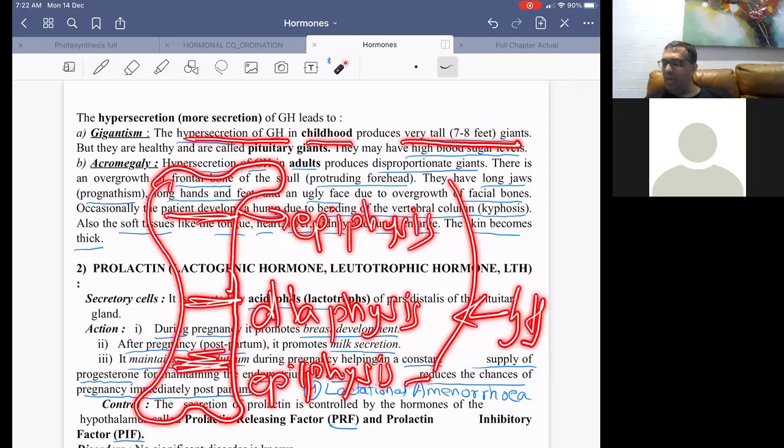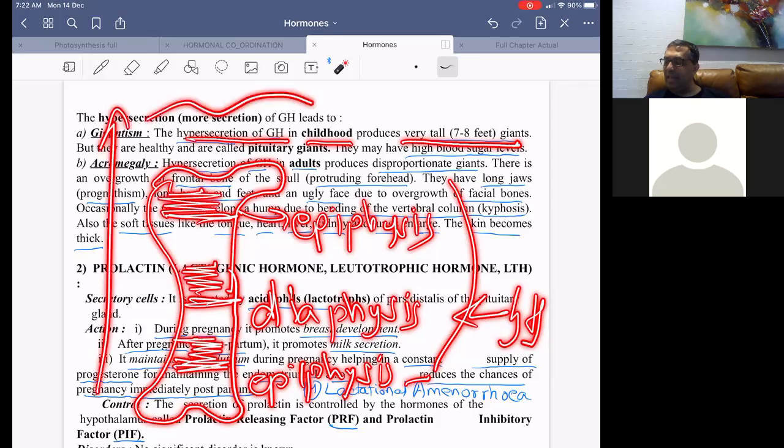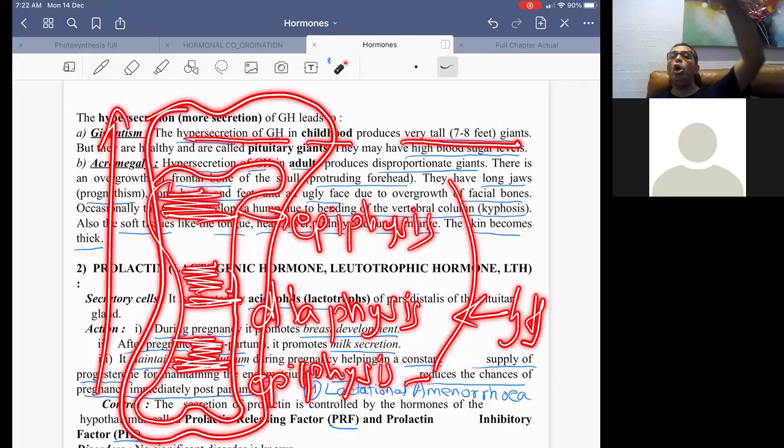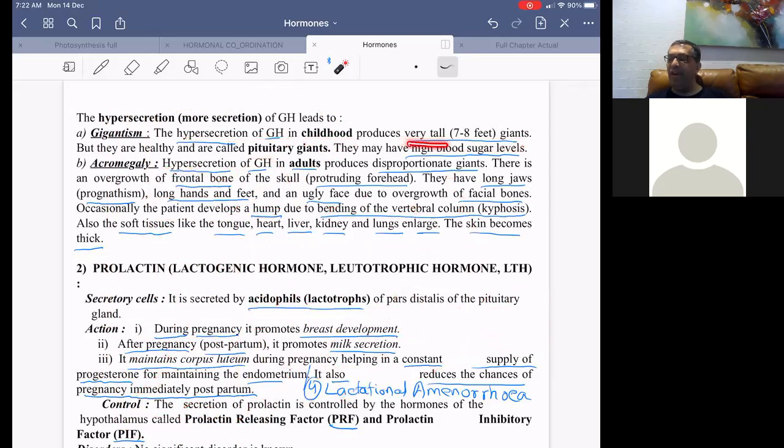So the epiphysis will tremendously elongate, the diaphysis will tremendously elongate, and the bones will show a tremendous increase in their length. If this happens to all your long bones, you will become very, very tall, 7 to 8 feet tall giants. That is a condition called pituitary giants. So their height will increase.